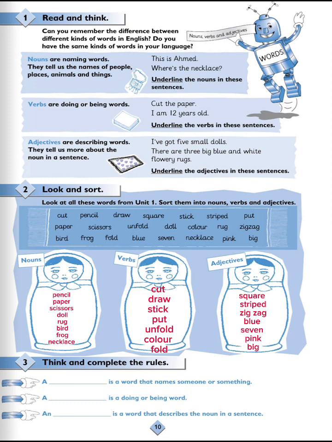Now, let's move to exercise number 3. Think and complete the rule. A noun is a word that names someone or something. A verb is a doing or being word. An adjective is a word that describes the noun in the sentence.